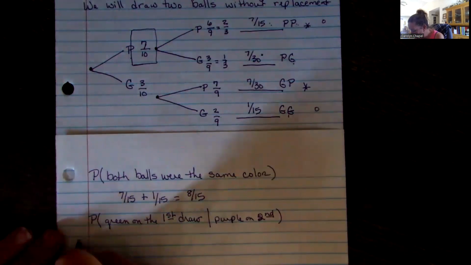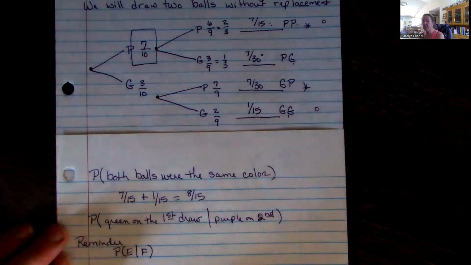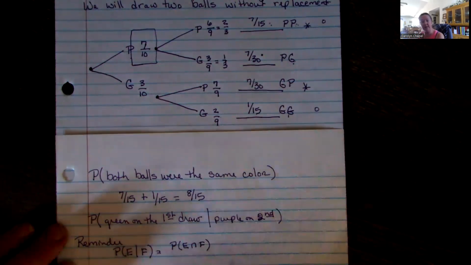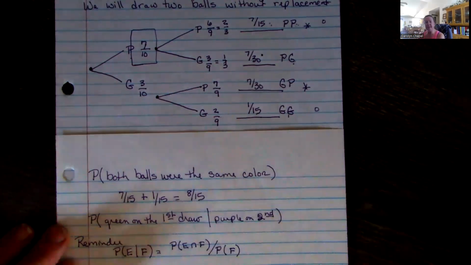So reminder, if you have the probability of E given F, so this is the formula for conditional probabilities, it's going to be the probability of E and F, or E intersected with F, divided by the probability of F, so that given piece.